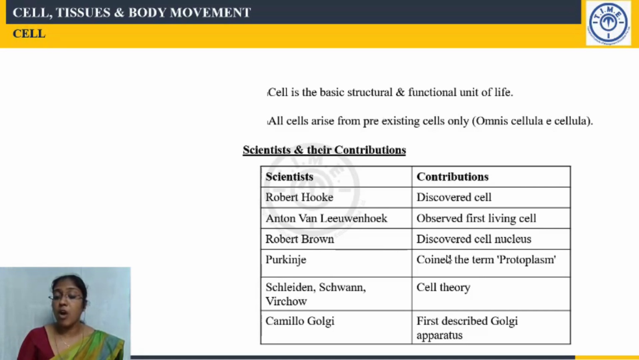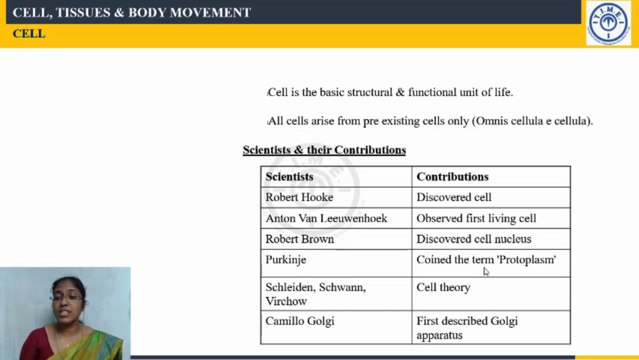Robert Brown discovered the nucleus inside a cell. That is written as discovered cell nucleus. Then who is Purkinje? Purkinje is the name of a scientist. He coined the term protoplasm.